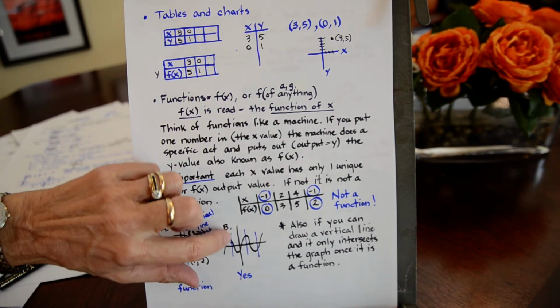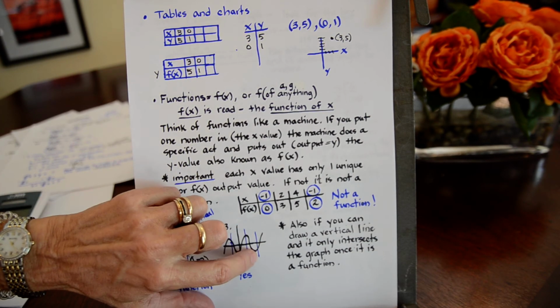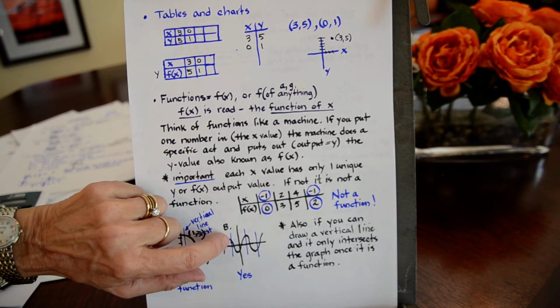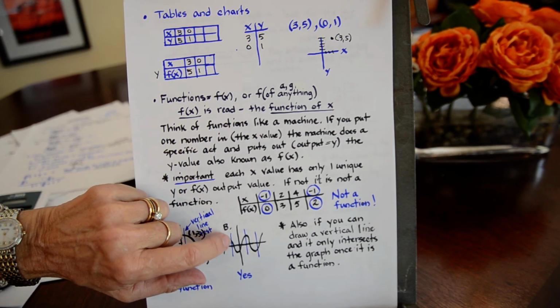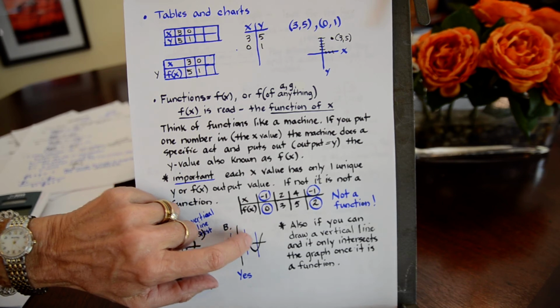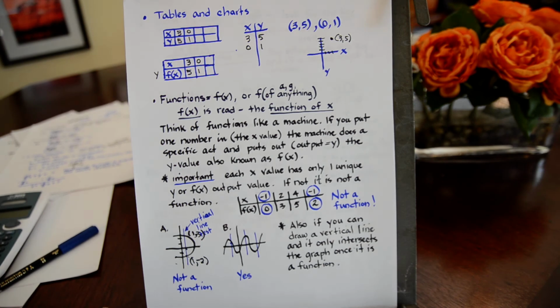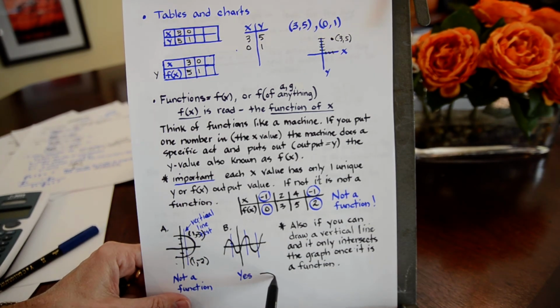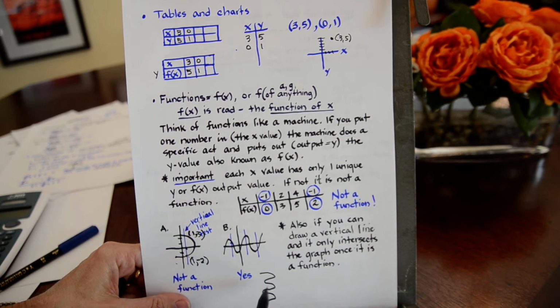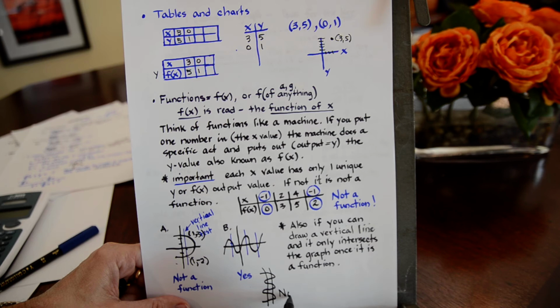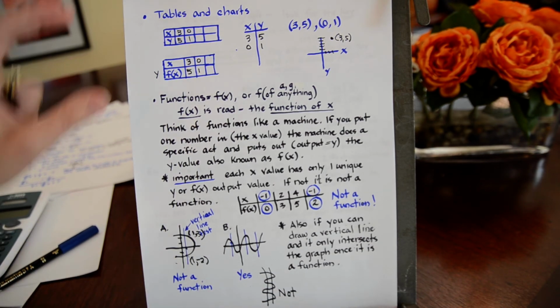But over here, when I draw the vertical line, even though I'm drawing numerous vertical lines, it's only crossing the graph at one particular point. And so this is a function, even though it's kind of up and down, that's a function. However, if it had been drawn like this, vertically, it would not be, because look at all of the times it would intersect. So this is not a function. Okay.